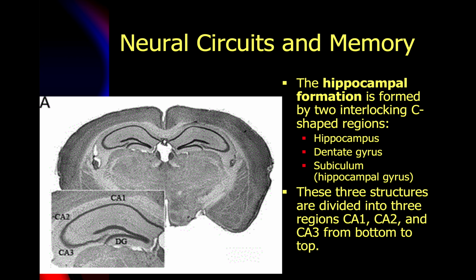The hippocampal formation is formed by 2 interlocking C-shaped regions: the hippocampus, the dentate gyrus, and the subiculum, the hippocampal gyrus. These 3 structures are divided into 3 regions, CA1, CA2, and CA3, from bottom to top.